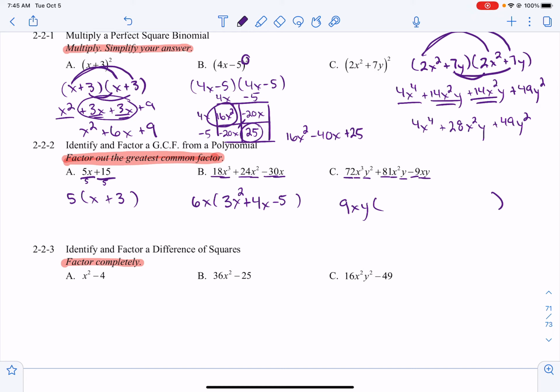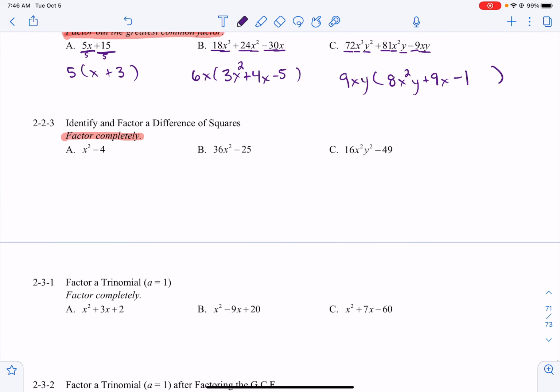So 72 divided by 9 is 8. X cubed divided by x is x squared. Y squared divided by y is y. Plus 81 divided by 9 is 9. X squared divided by x is x. Y divided by y is 1, so that one goes away. Negative 9 divided by 9 is a negative 1. That doesn't disappear, it's a 1. X divided by x is a 1. Y divided by y is a 1. All those 1s get multiplied, and you just end up with 1. So that would be your final answer.